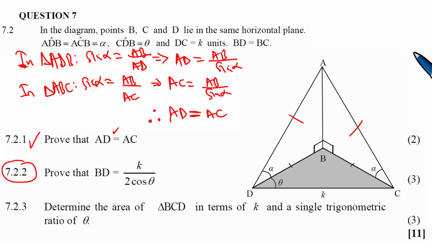So any question? Who is confused here? Well, yeah, we're trying 7.2.2, please. 7.2.2.